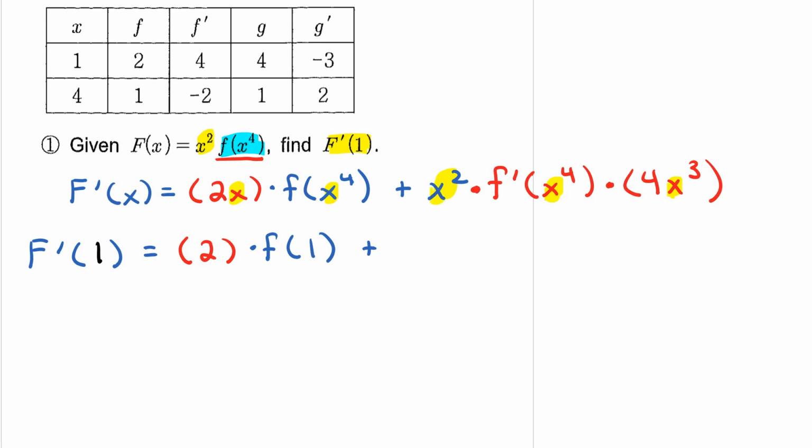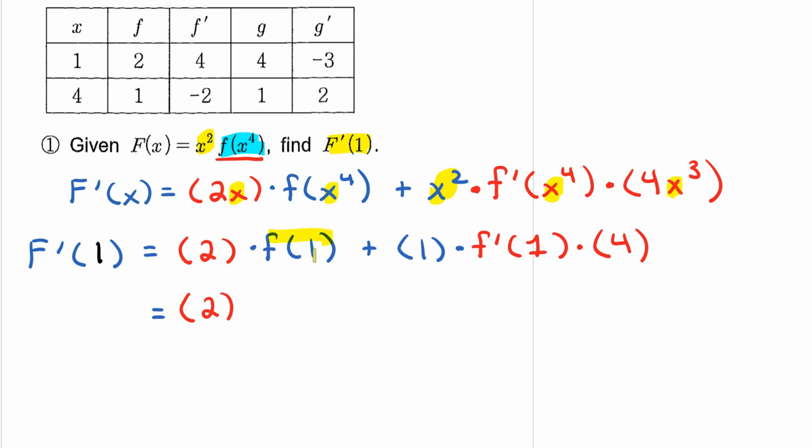1 to the power of 2 is going to be a 1, times f prime of, well, 1 to the power 4 is going to be a 1. And then finally I have 4 times 1 to the power 3, which is going to be 4. All right, so now we need to finish this off if we can. So I have a 2 here.